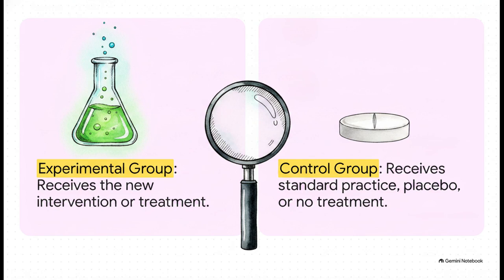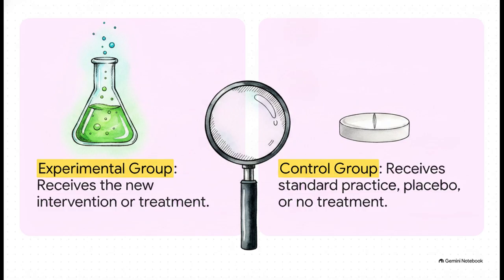In the experimental group, the researcher manipulates the independent variable, which is just a fancy way of saying they actively introduce the new intervention. In medicine, that might be a brand new blood pressure drug. In education, it could be an innovative reading program. But to know if that intervention actually works, you absolutely must have a baseline for comparison. That's your control group. Without it, how do you know if a change wasn't just natural maturation over time?